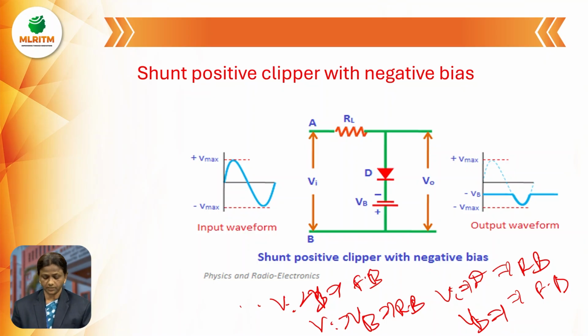Is it okay? Next, when Vi greater than VB, diode D is in reverse bias. Whenever diode D is in reverse bias, in shunt connection, you can get the corresponding output. That's why above VB, above reference voltage line, you can get the corresponding output. That's why that portion is represented by using thick line. So, during the negative half cycle, waveform will be like this. That's why this is known as shunt positive clipper with negative bias.